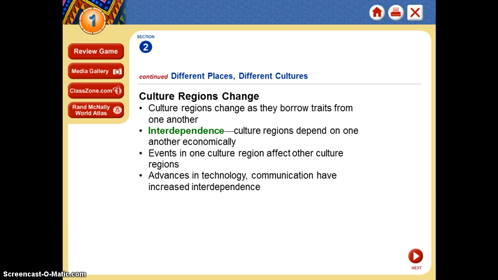Alright. Another thing that we need to touch on is culture regions are not static. That means they do not stay the same throughout time. They change. They borrow traits from one another. This method of acquiring other culture region traits is referred to as interdependence. And what I mean by that is they depend on each other economically. I gave the example in class of we depend on oil from Middle Eastern nations, and in turn they depend on our money to function economically. So we have very much an interdependence.